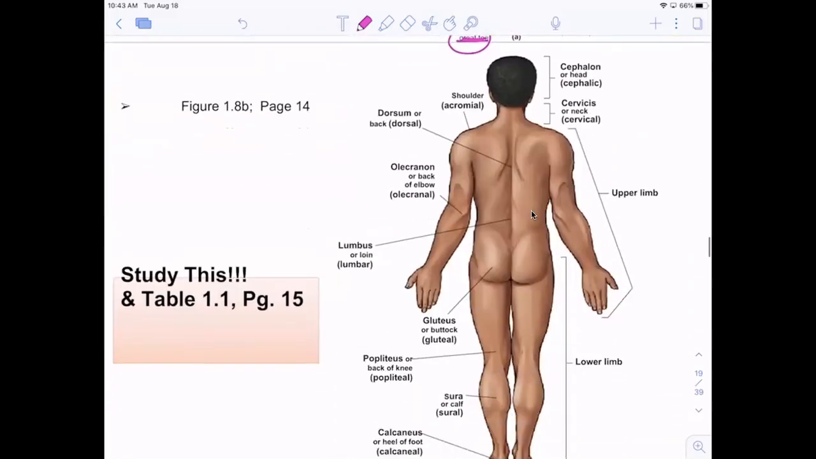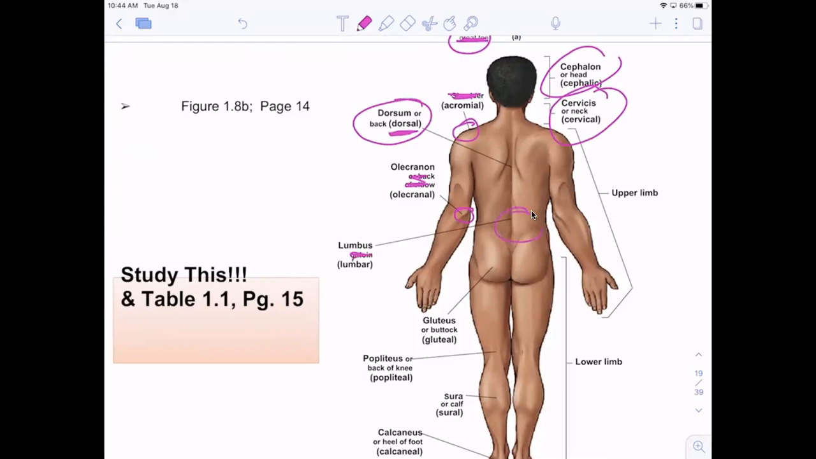On the back side, same thing, cephalon, cephalic, cervix is cervical, shoulder. It is no longer your shoulder, this is your acromion. Your back is your dorsum or dorsal area. Dorsal is another name for your back. Remember, ventral is front and dorsal is back. Just think of dolphins, right? They have fins on their back called dorsal fins. Olecranon, that is your elbow. This is the olecranon process, right?